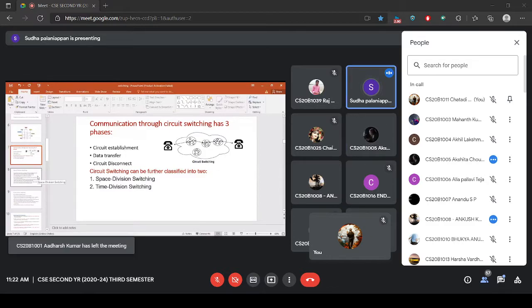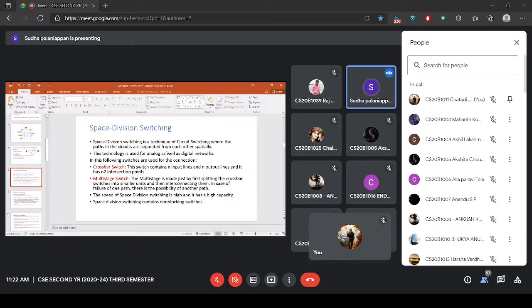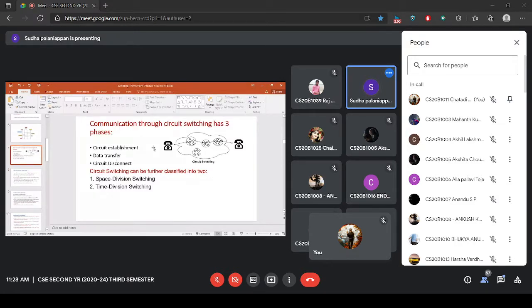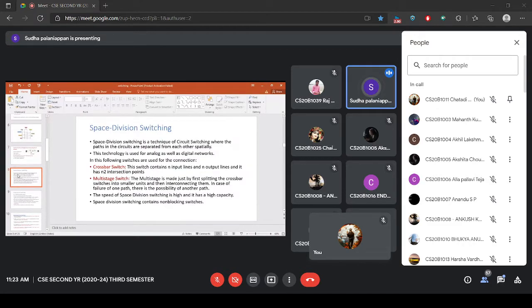So, space division switching. There are two types in circuit switching: space division and time division. And space division is again classified into two: crossbar and multi-stage.